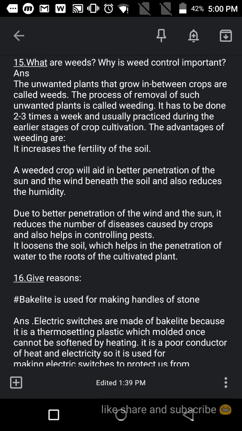A weeded crop will grow better if penetration of the sun and wind beneath the soil also reduces the humidity. Less humidity, more growth. Inversely proportional. Due to better penetration of wind and sun, it reduces the number of diseases caused to crops and also helps in controlling pests. It loosens the soil, which helps in the penetration of water to the roots of the cultivated plants. And if there's a better penetration of water to the roots, then the plant grows better.